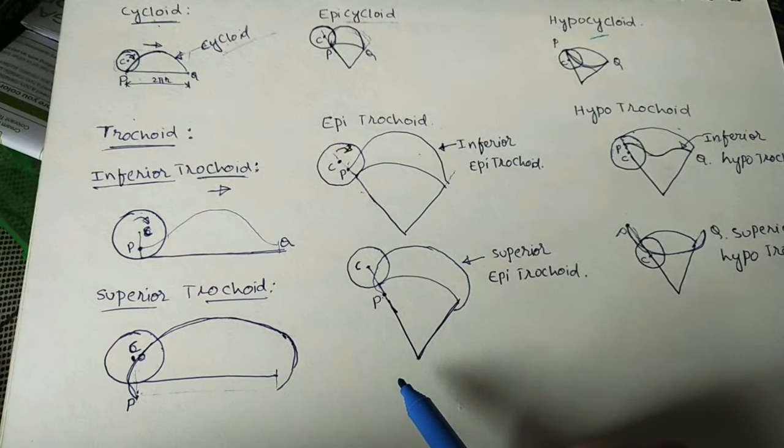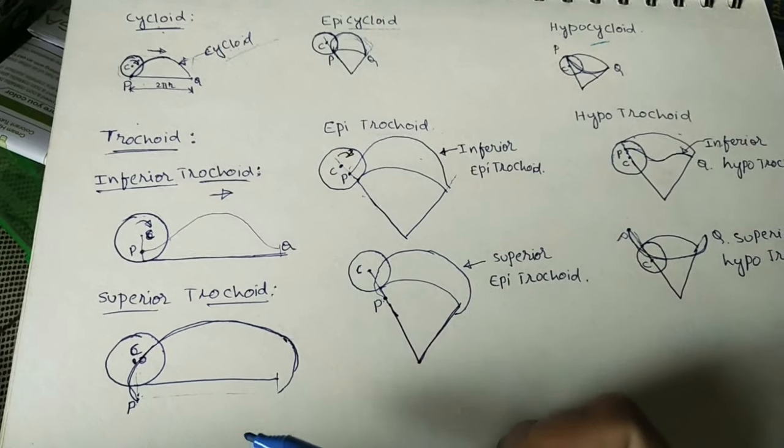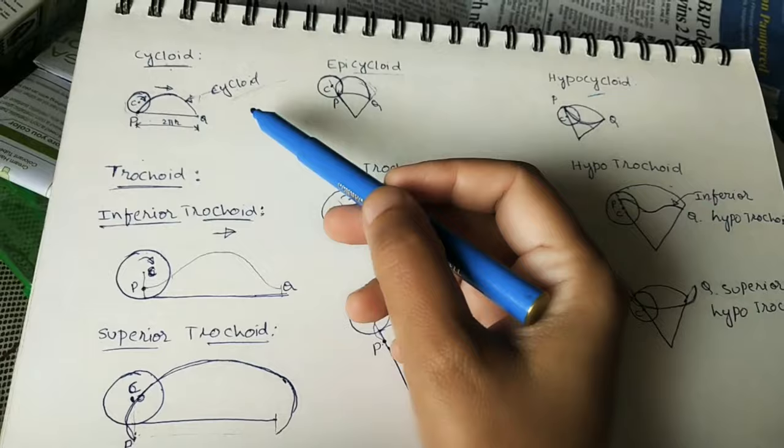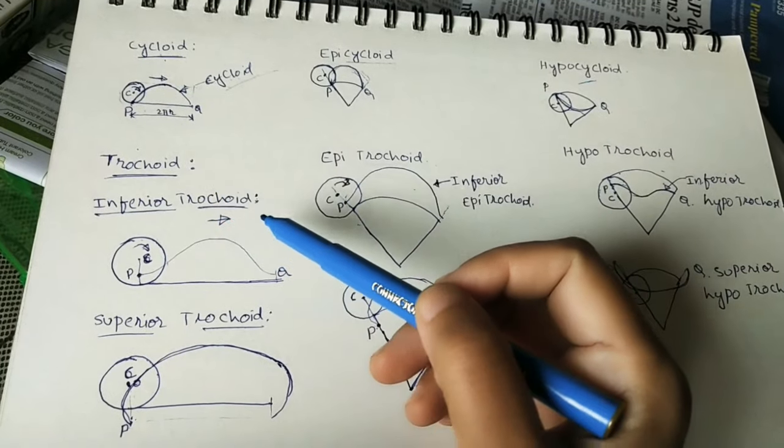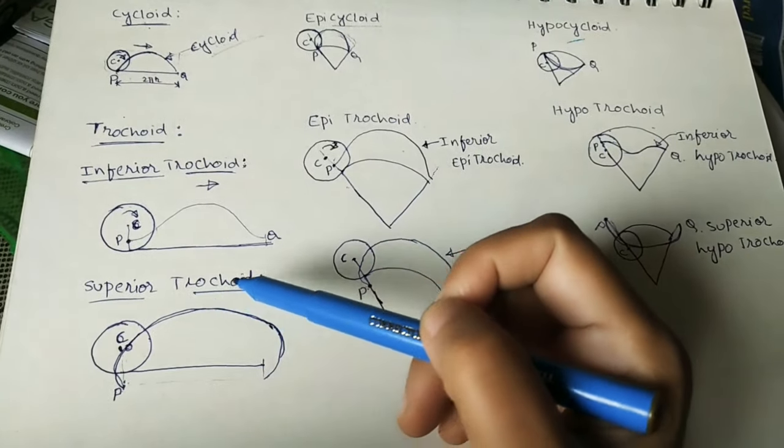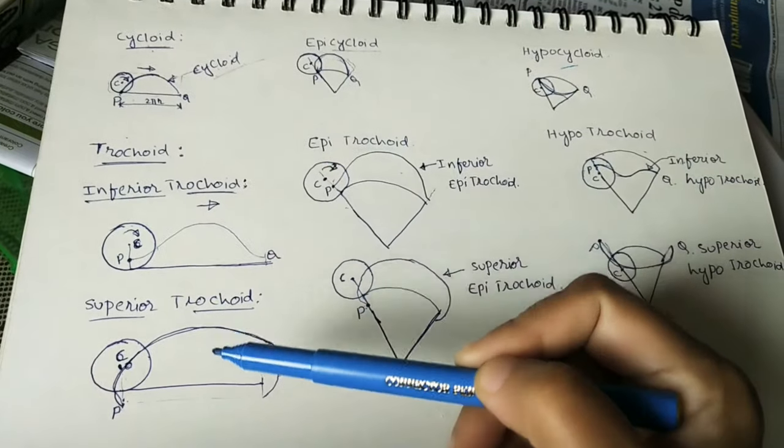In today's class, we will discuss the superior trochoid. In the last classes, we did cycloids, and inferior trochoids. In this class, we will do the superior trochoid. What are the main differences between these three?